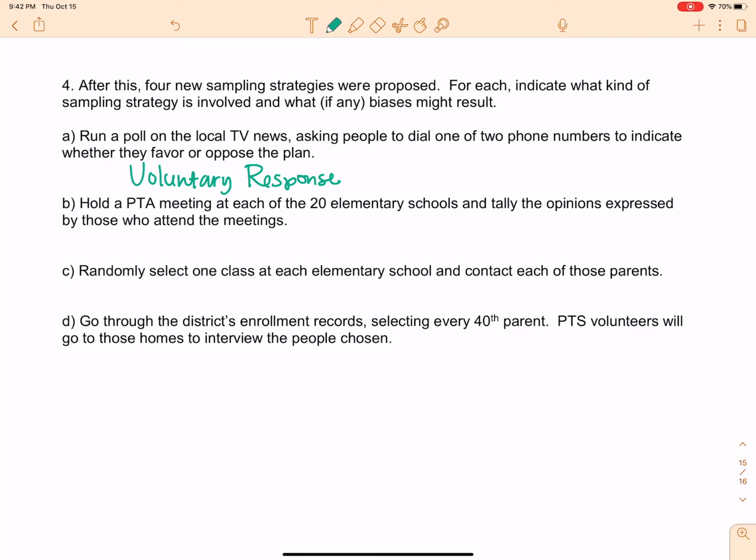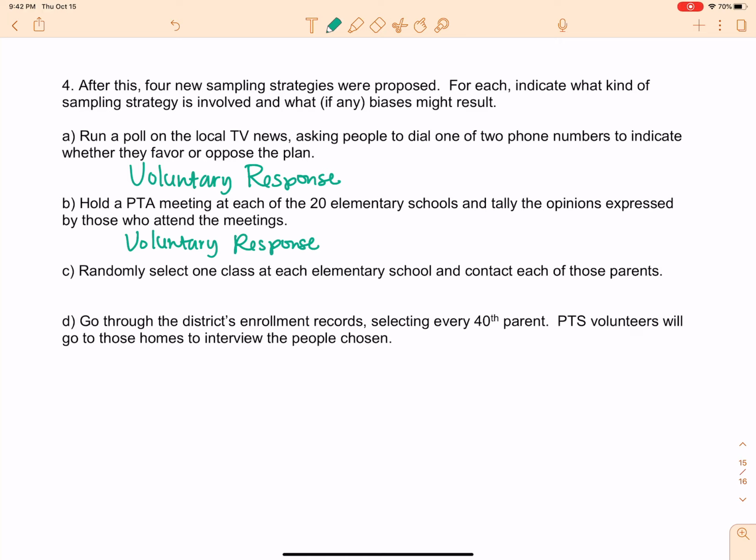Okay, so part B, you hold a PTA meeting at each of the 20 elementary schools and tally the opinions expressed by those who attend the meetings. Again, am I randomly sampling? No. So guess what? I've got another voluntary situation here. So I'm going to have some voluntary response bias because the people who are going to show up to the meetings are going to be the ones who feel most strongly about it. So again, not taking a random sample of any kind, but I can identify some bias in how I'm seeking my data.